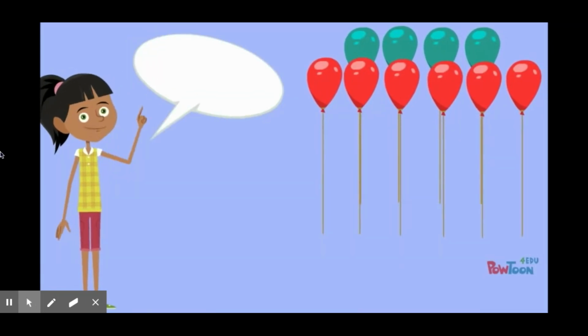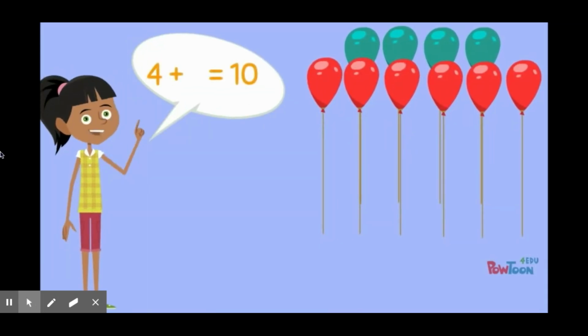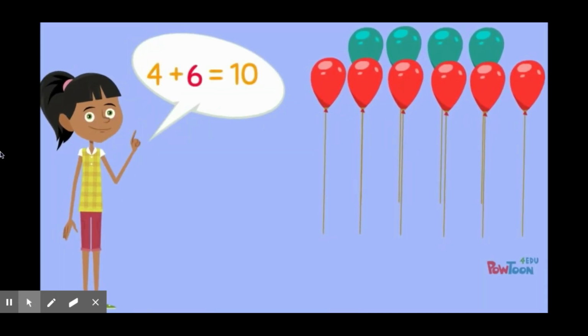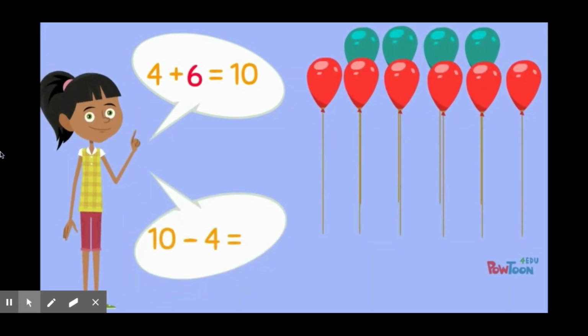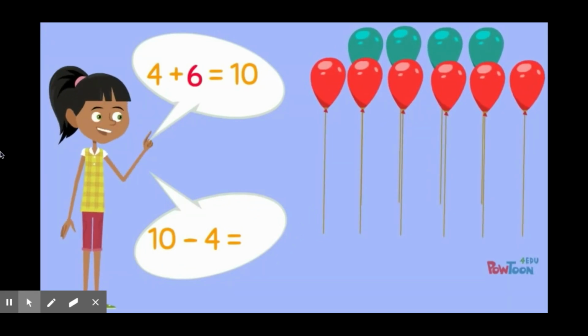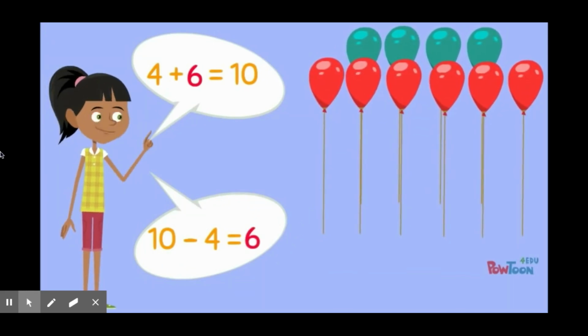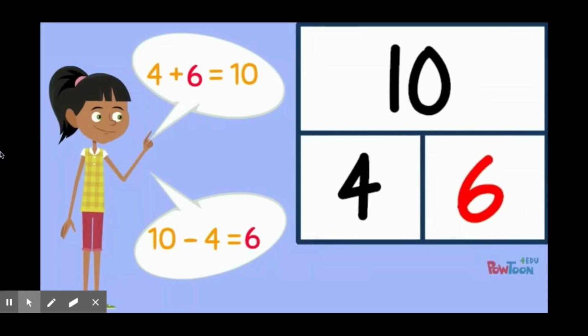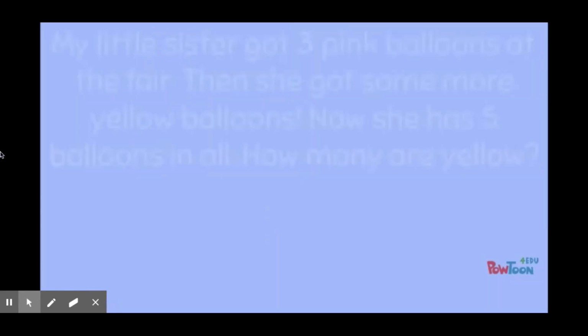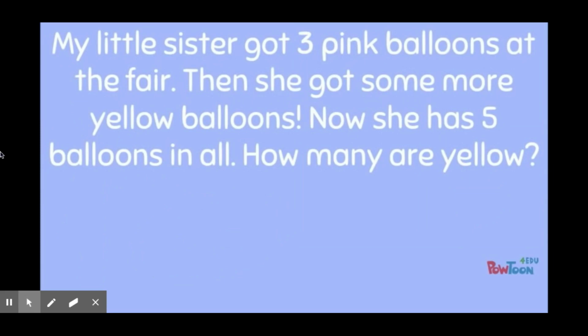I can add to solve this problem. 4 green balloons plus 6 red balloons equals 10 balloons in all. Or I can subtract: 10 balloons in all minus the 4 green balloons equals 6 red balloons. So the missing part was 6. Here's one you can try on your own.